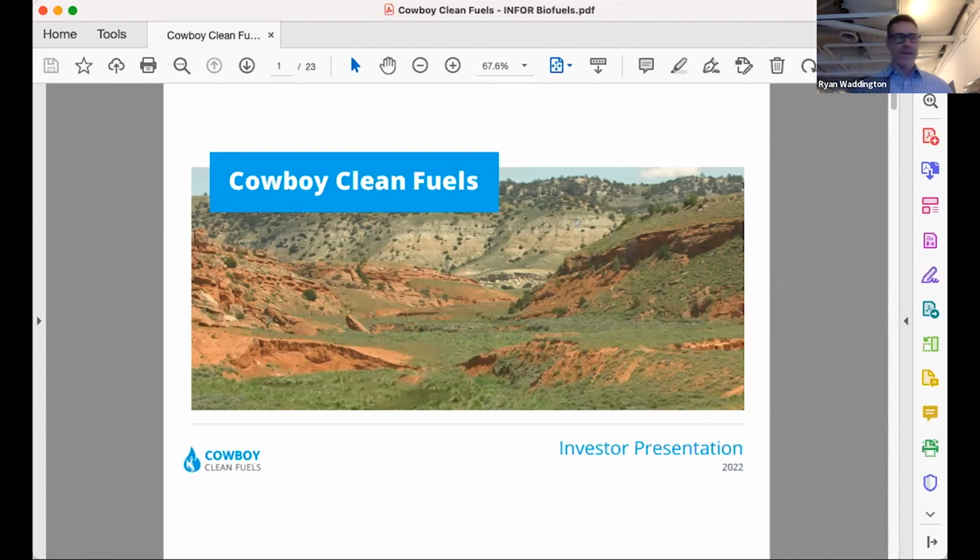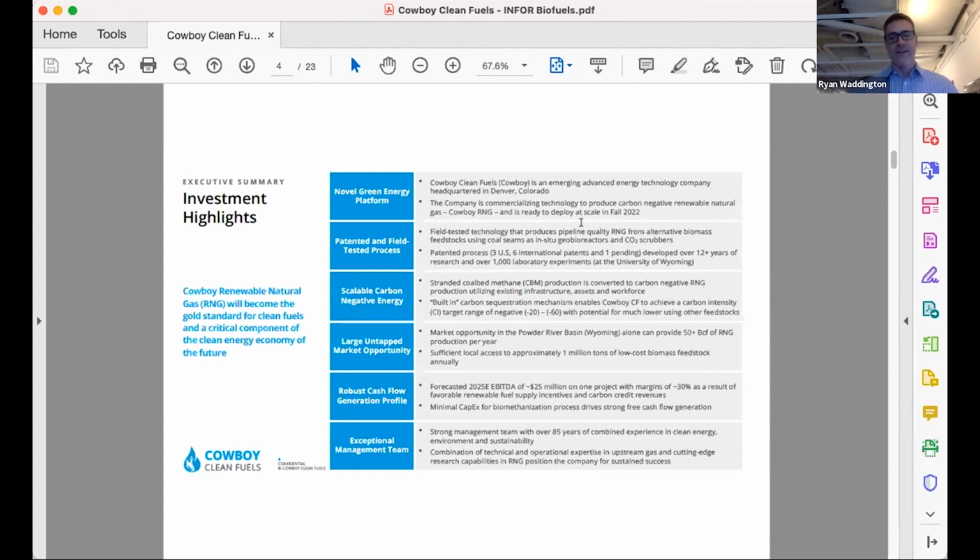So as mentioned, we're commercializing a novel technology for the production of carbon negative renewable natural gas, or renewable methane. So you kind of take what you just heard 5 minutes ago from Jennifer about how renewable natural gas is produced with these big egg-shaped digesters on the surface and forget it. We're doing something very different. Our process is patented, has 10 years of R&D, and two successful field tests behind it. Essentially, the technology works by using coal seams as in-situ geobio-reactors to convert biomass feedstocks into RNG and also CO2, and then to further capture and store that CO2 in those coal seams.